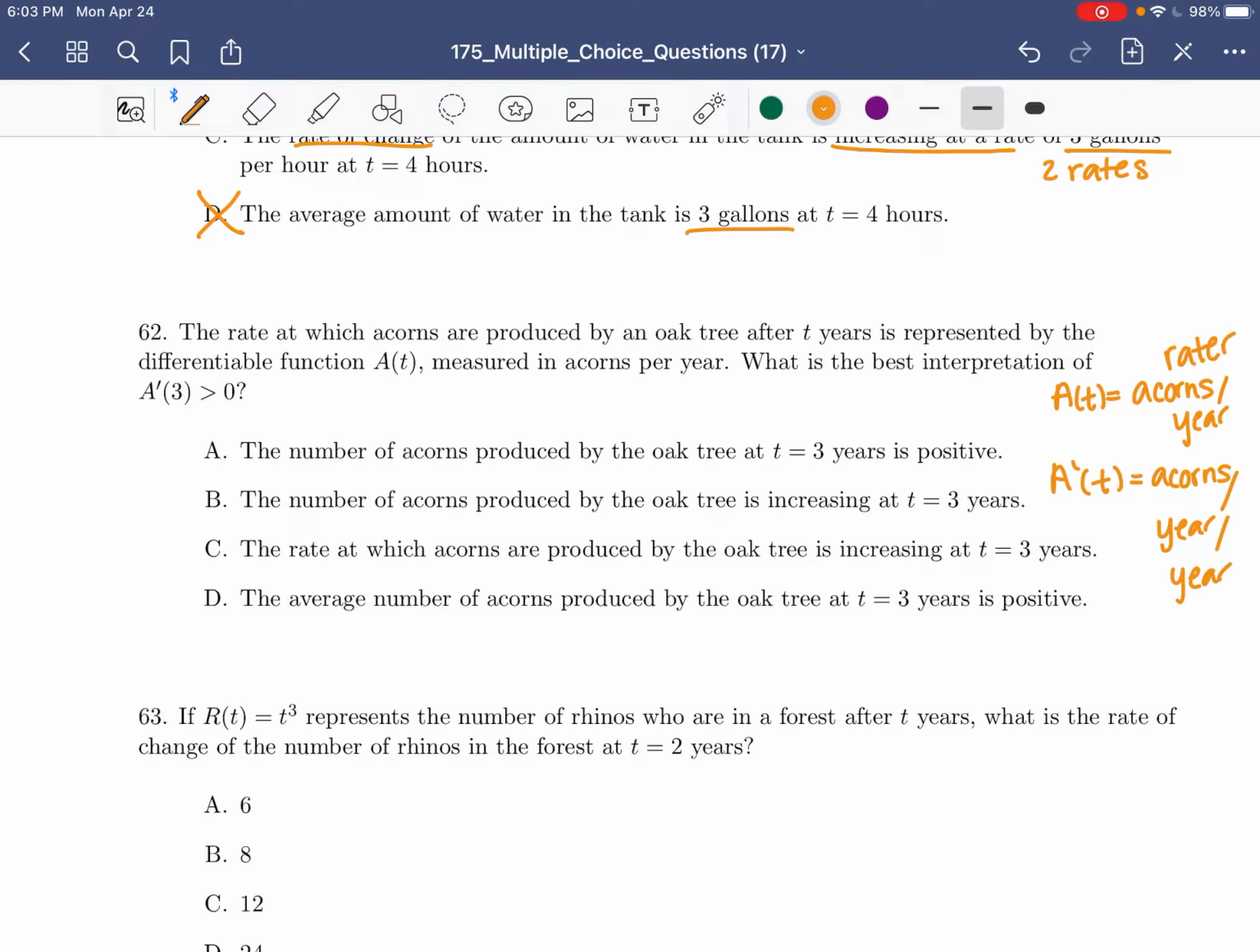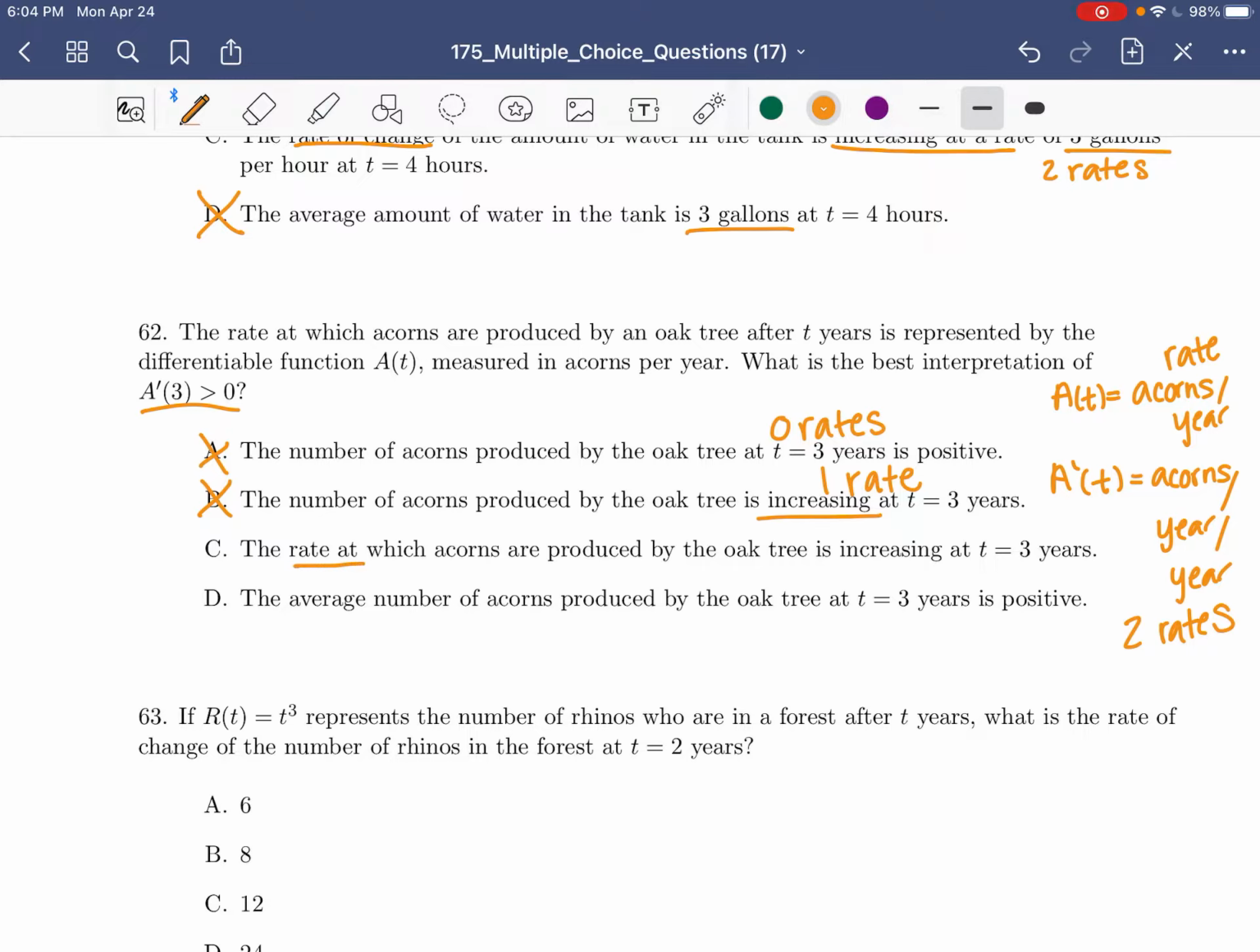So we're starting off, A of t is 1 rate, which means A prime should be 2 rates. And then looking at this, we know that it's going to be something about it being positive. So the number of acorns produced is positive. A has 0 rates, when really we want 2 rates, so it can't be A. The number of acorns produced is increasing, so that's going to be 1 rate. Still not the right answer, because we need 2 rates.